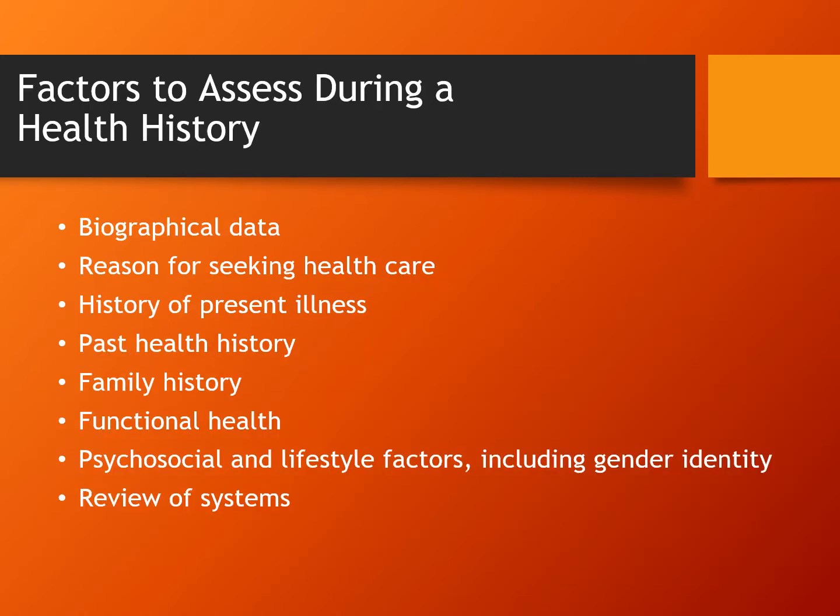Factors to assess during a health history: biographical data, reason for seeking health care, history of present illness, past health history if it's pertinent, any family history if it's important, functional health. Are they able to get up and down stairs, but they live in a 2-story flat? Is that a problem? Can they feed themselves? Psychosocial and lifestyle factors, including gender identity and how that may impact health disparity. And then, of course, a review of systems.